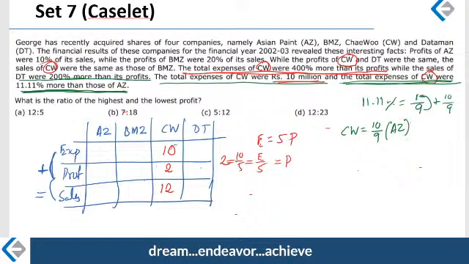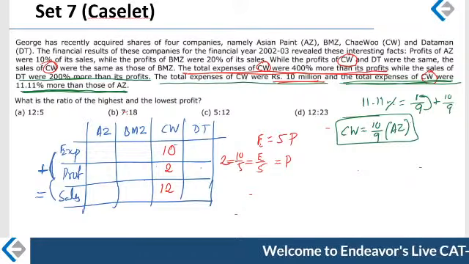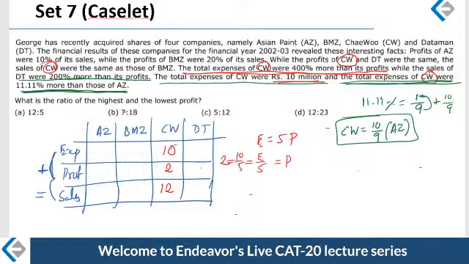For percentage, please take a look at the Percentage 1 class. You will understand this in Percentage 1 and 2. I clearly explained it, but I made an effort to explain once again here. All these are mental calculations; you will not do all this here. So therefore CW is equal to 10 by 9 times of AZ.